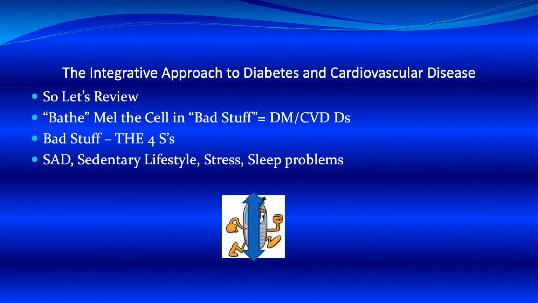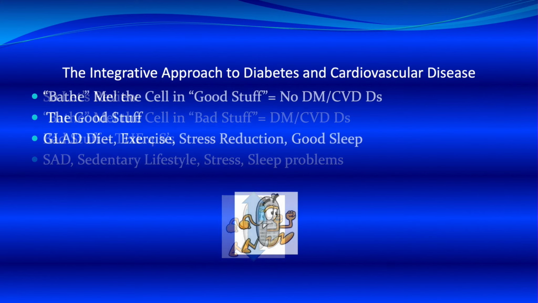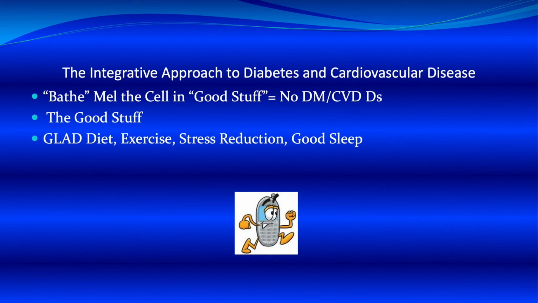So let's review. If you give Mel the bad stuff, those are the four S's: sedentary lifestyle, stress, sleep problems, standard diet, then metabolism is not good, it leads to all sorts of problems. If you give Mel the good stuff, okay, so instead of the SAD diet, we talk about something called the GLAD diet, green and lean, anti-inflammatory diet.